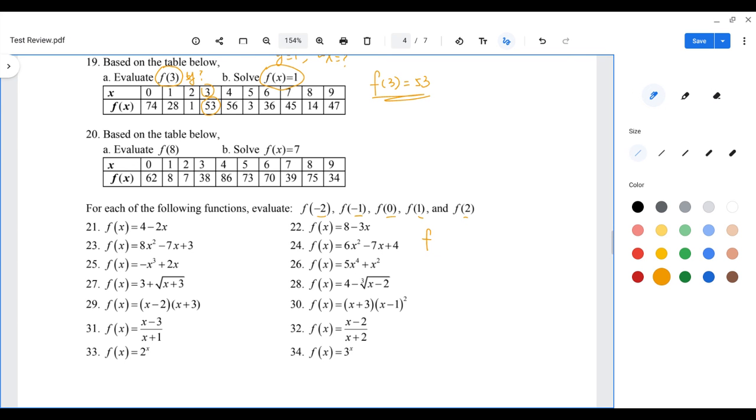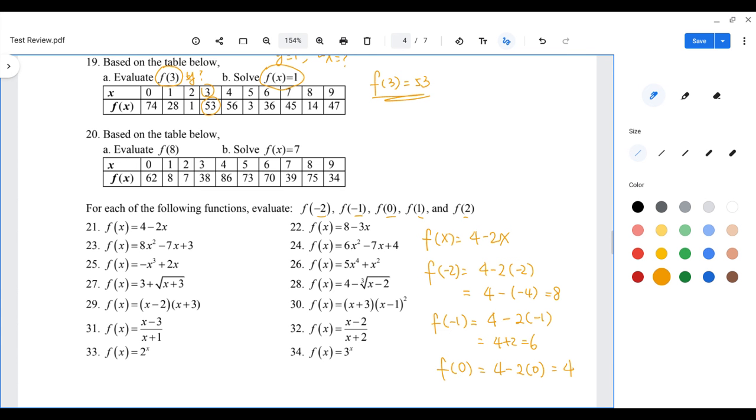So 21, f(x) is 4 minus 2x. So what if x is negative 2? All you have to do is plug in the negative 2, replace the x with negative 2, and find the answer. The next one is negative 1. So same equation, just plug in a different number. Okay, so on and so forth.